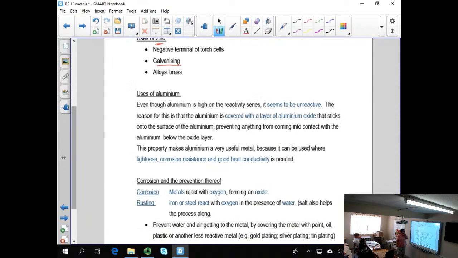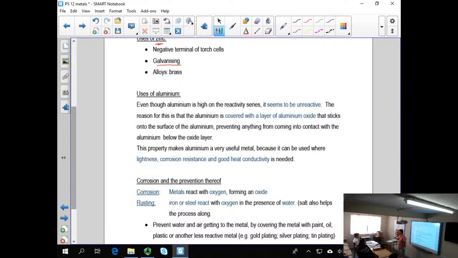Aluminium, even though it is high on the reactivity series, seems to be unreactive. For example, aluminium is more reactive than iron. So I'm building myself a little house at Swakopmund. Can I put in steel window frames? Why not? It's going to rust away. I will be working on those frames for the rest of my life to prevent them from rusting. But can we put in aluminium frames? Yes. But isn't this a contradiction? Isn't aluminium more reactive than steel?